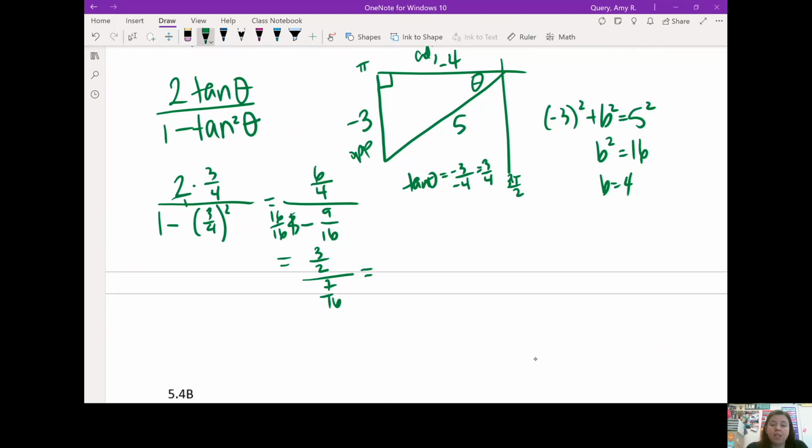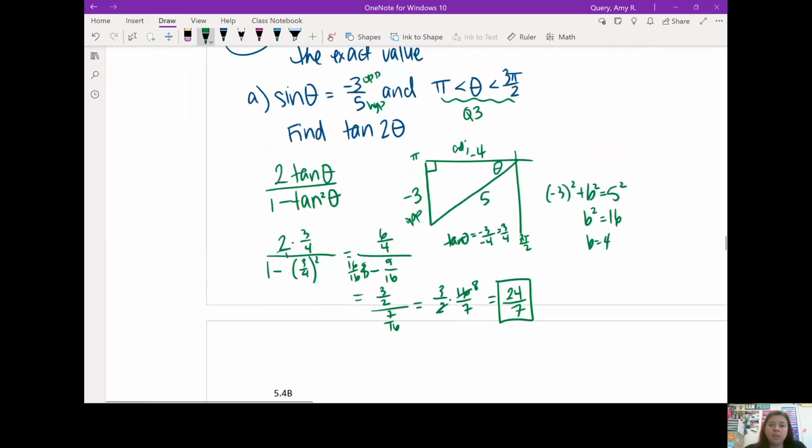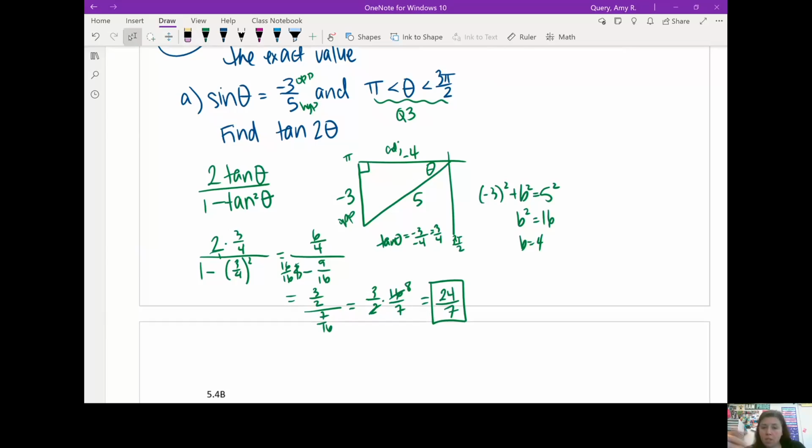And dividing by a fraction is the same thing as multiplying by its reciprocal. So that reduces right there. So I get 24, because that's 3 times 8, over 7. And the answer is positive, and it makes sense that the answer is positive because it's asking me about the tangent. Right, tangent is positive here. B.